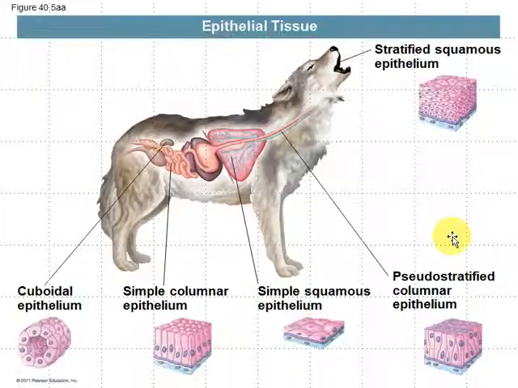So looking at the epithelial tissue of this wolf, we can look at his external skin, or we can look at the internal coverings of the organs and the digestive system, and you'll see a couple of different shapes. For example, if we look at his external skin, you'd see stratified squamous epithelium, meaning it has multiple layers of flat kind of floor tile shaped cells that would make up his outer skin. If you look at, say, his trachea leading down to his lungs, you might find pseudostratified columnar epithelium.